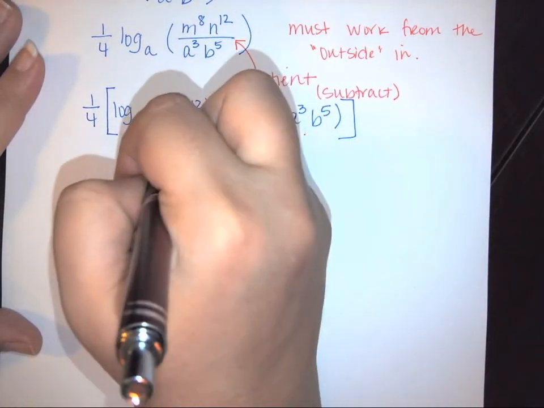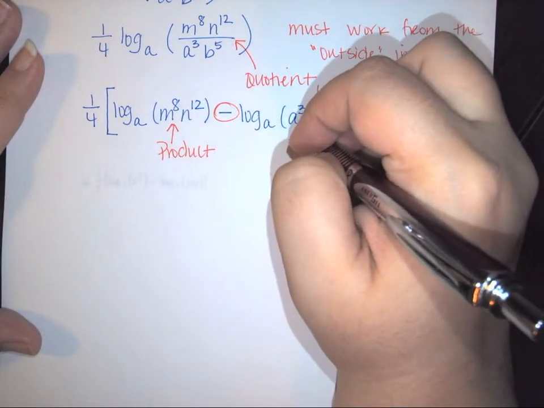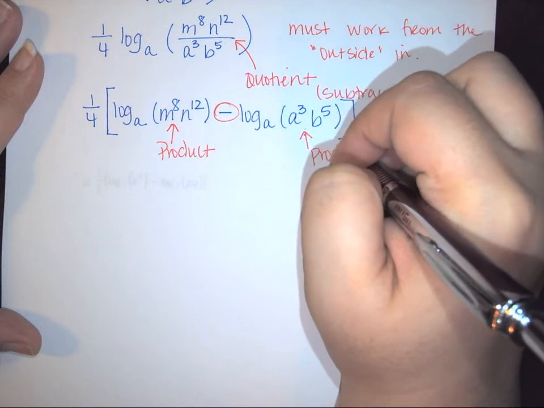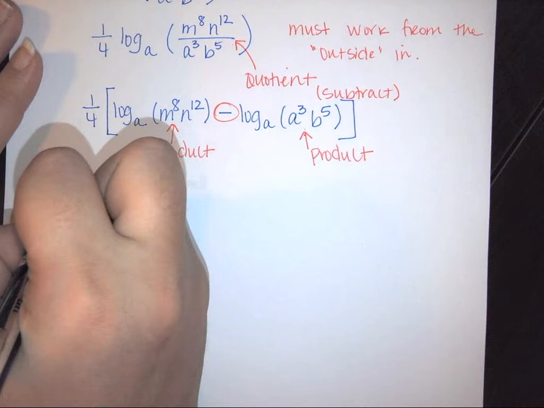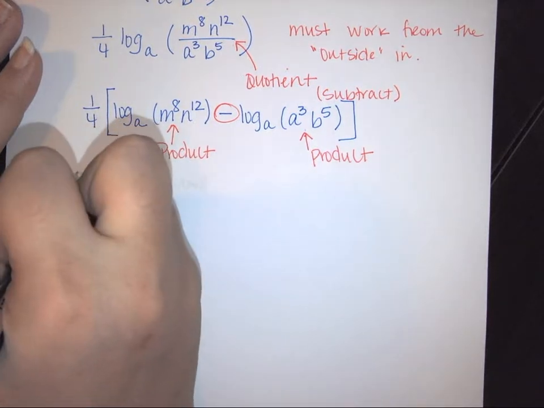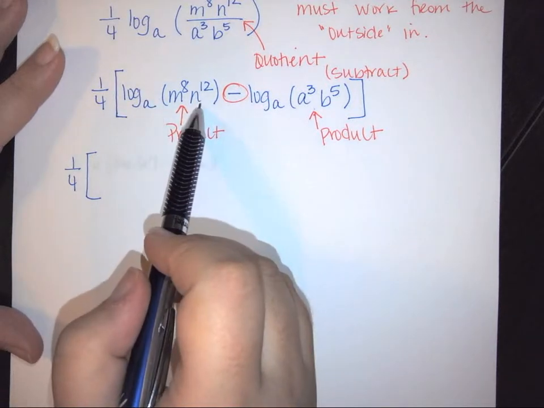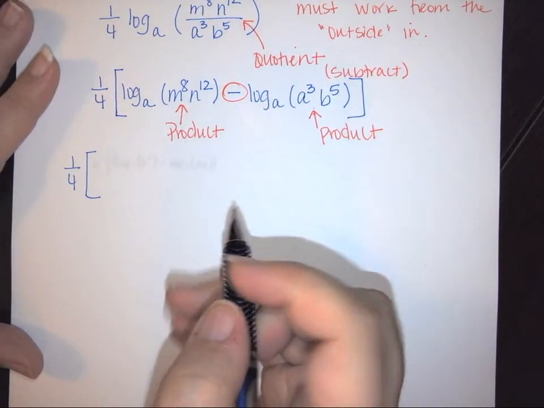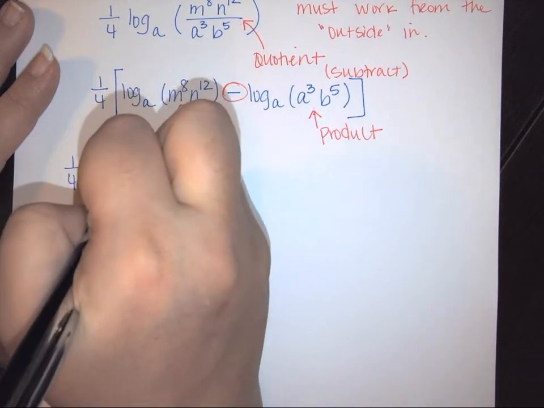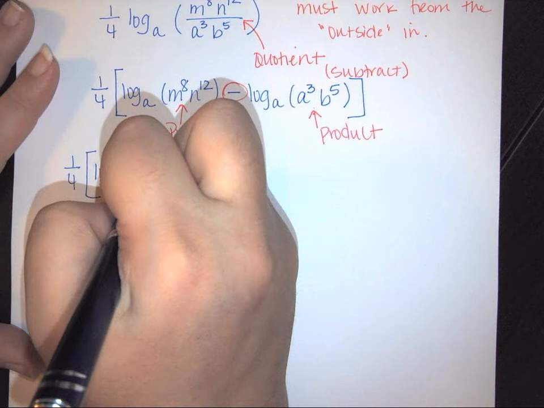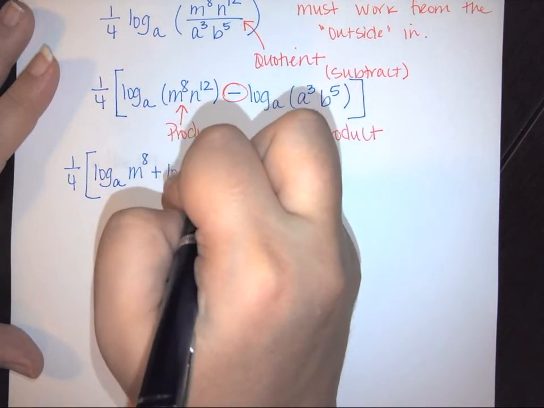So right here we have a product, which means we also have a product over here. So we need to do them both individually. So this is going to be 1/4, open up your bracket. Remember, the product rule here says I have to add. So this is going to be the log base A of m to the 8 plus the log base A of n to the 12th.